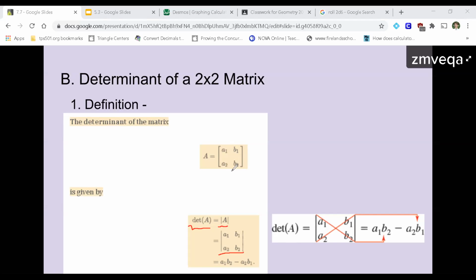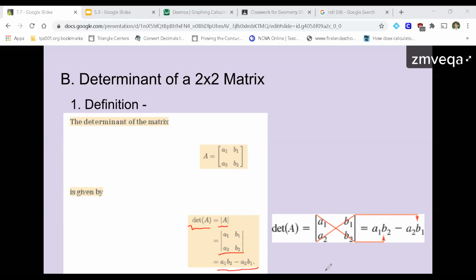How do you find the determinant of those four numbers? Well, it's really easy. You just cross multiply and subtract. So I'm going to do the main diagonal from top left to bottom right minus the other diagonal. That determinant will give you a single number as your answer.